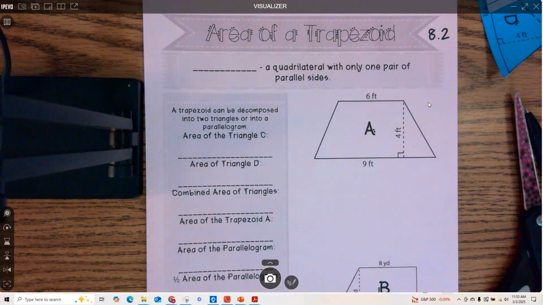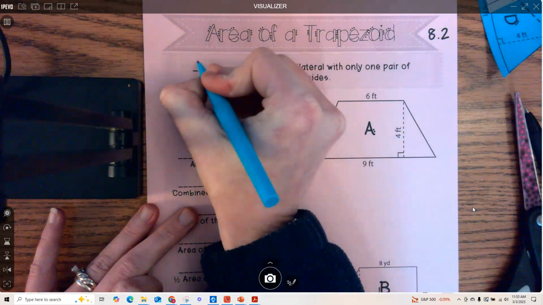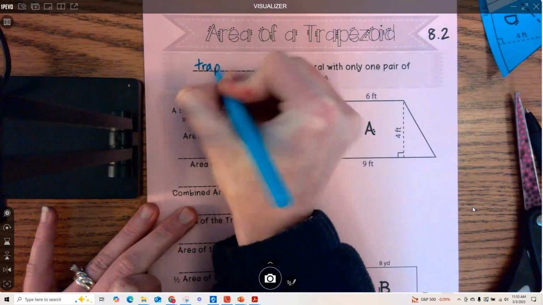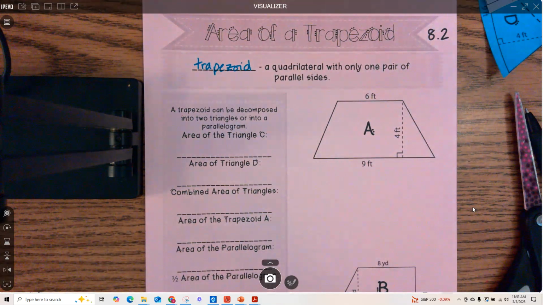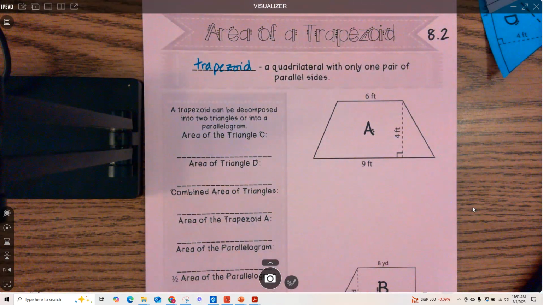All right, this video is for the area of a trapezoid note. It's going to be lesson 8.2. So a trapezoid is a quadrilateral with only one pair of parallel sides.